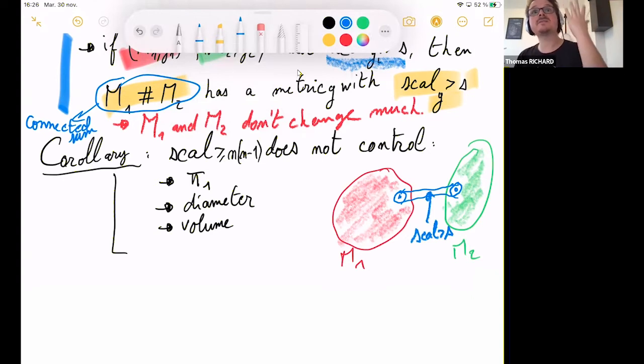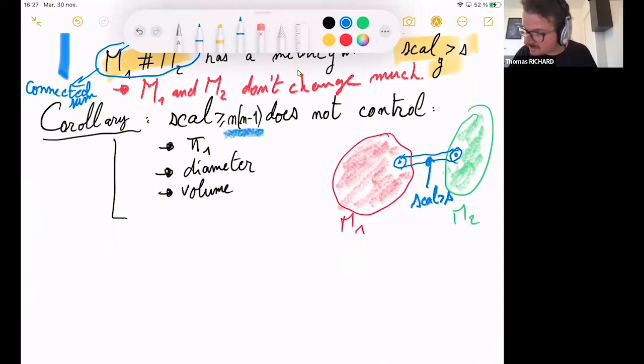For instance, positive scalar curvature. Usually when I'm interested in strictly positive scalar curvature, I will assume that it's greater than n minus 1 because I compare to what's going on in the sphere. I could have taken 1, but traditionally you compare with the sphere because the sphere is a very nice manifold with constant curvature. So those 2 examples tell you that positive scalar curvature cannot control pi1, the fundamental group. So why is that?